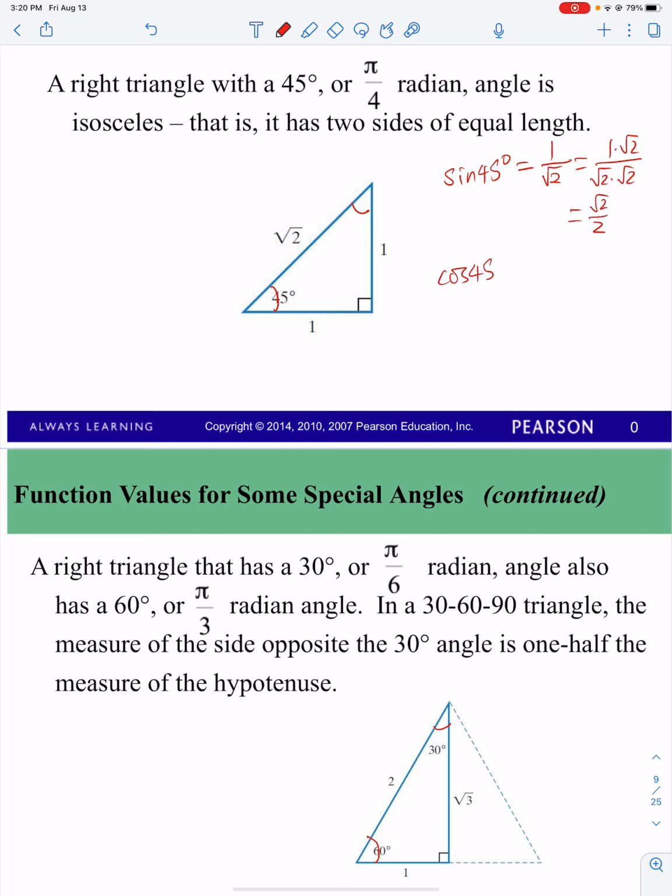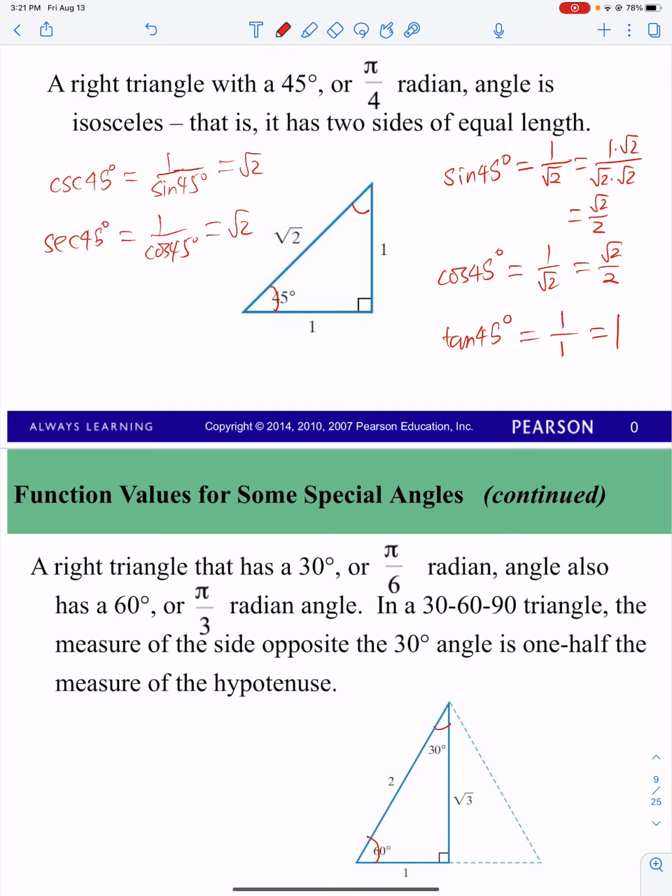What will be cosine 45 degrees? Again, the adjacent is also 1. 1 over square root of 2 is square root of 2 over 2. So what will be tangent 45 degrees? This is my favorite, 1 over 1, which will be 1. Do you need to find all the others? What will be cosecant 45? If you remember, the identity is 1 over sine of 45, which is what? Square root of 2. It's a reciprocal. Secant 45 is 1 over cosine 45, so it's also square root of 2. So what will be cotangent 45? It's also 1.